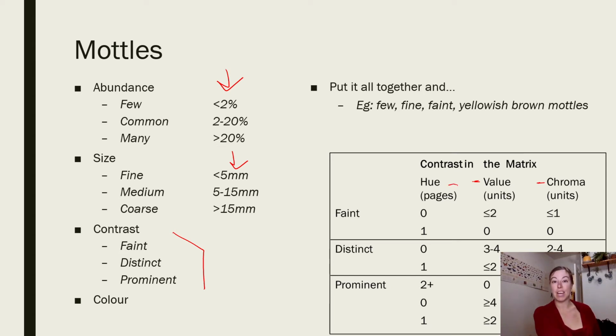So you have to look up the actual colors of the red parts of the mottles versus the white parts of the mottles. And if there is a greater than 2 value units between them, then you're into distinct. If it's the same value units, you're faint. And this key, I don't want to read the whole key out. You guys can do this. But you would write down what colors your mottles are as well.